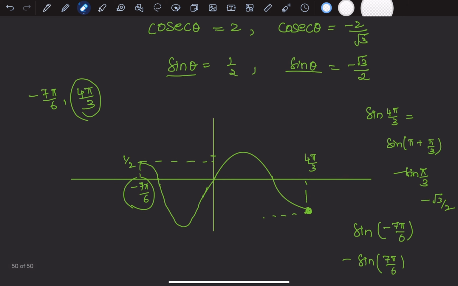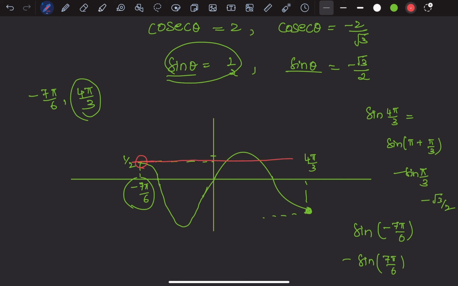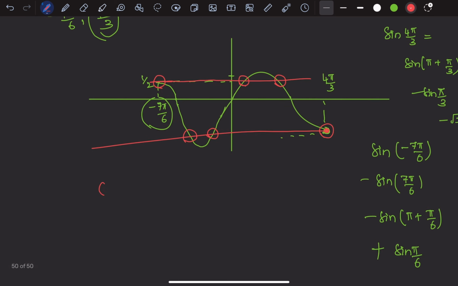So we have to find out the number of solutions when sine theta is equal to 1 by 2. So sine theta equal to 1 by 2. Draw a line parallel to the x-axis here. So here you get one solution. This is one solution and this is another solution. And sine theta equal to minus root 3 by 2. So here you have minus root 3 by 2. Draw a line parallel to the x-axis. So this is one solution, this is one, and this is one. So in total there are 6 solutions. Alright.